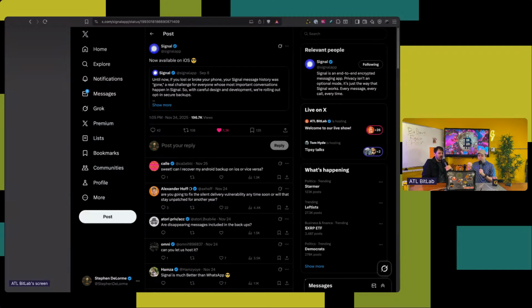So next little fun tidbit. Signal, the private messaging app, has a backup feature now. Apparently they launched this back on September 8th. You can actually do it on iOS now.